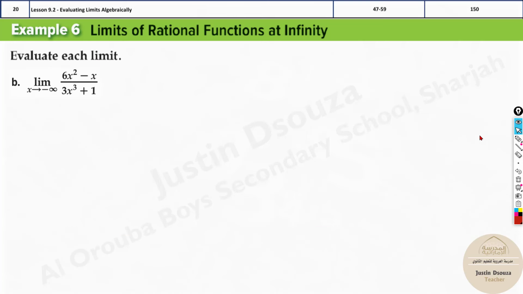And similarly, you can do this problem. I'll do this quickly, because over here we have different degrees. Now see what is the highest degree, and x tends to minus infinity. So what is the highest degree here? It's power 3, right? So individually divide each term by x power 3: minus x by x power 3, divided by 3x cubed by x power 3, plus 1 by x power 3.